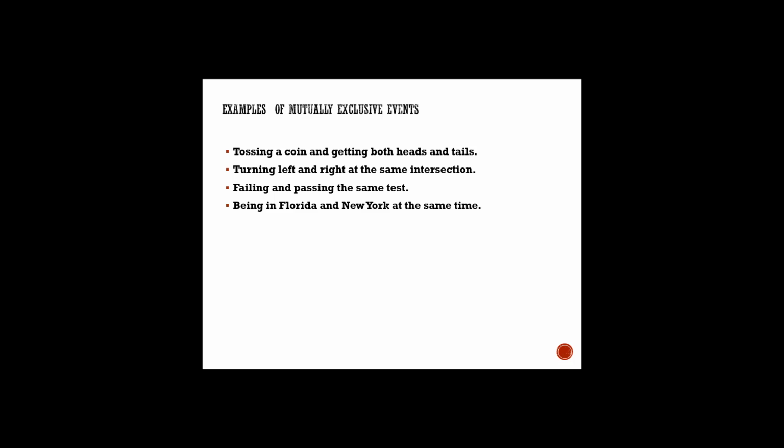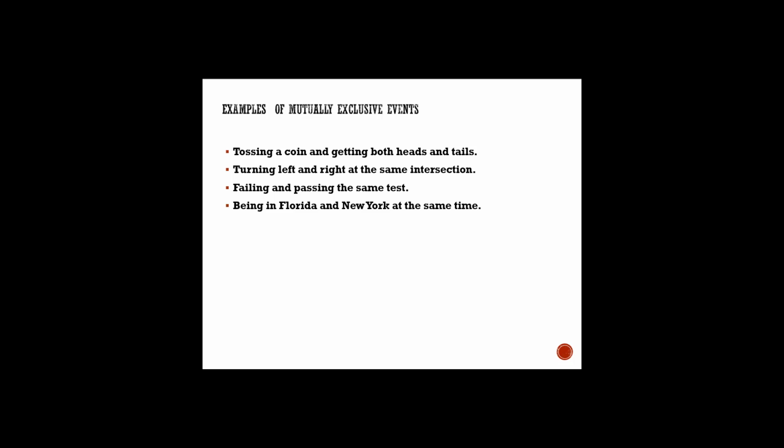So here's some examples of mutually exclusive events. One would be tossing a coin and getting an answer that was both heads and tails on one toss of a coin. Simply doesn't happen. To take a turn at an intersection and turn left and right at the same time. To fail and pass the same test. To be standing in Florida and New York State at the same time. Now these are mutually exclusive events. They simply don't happen together.